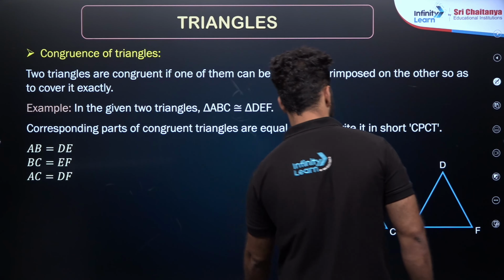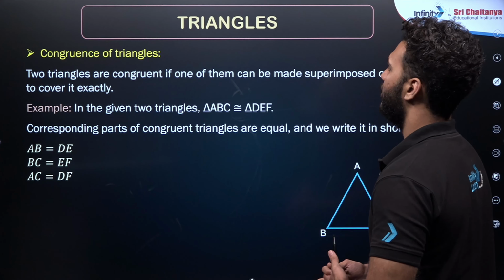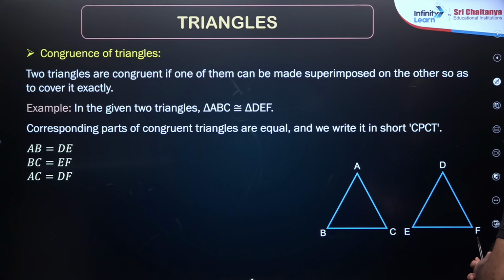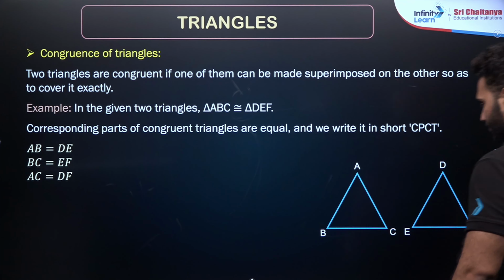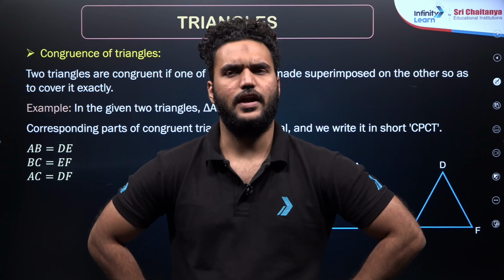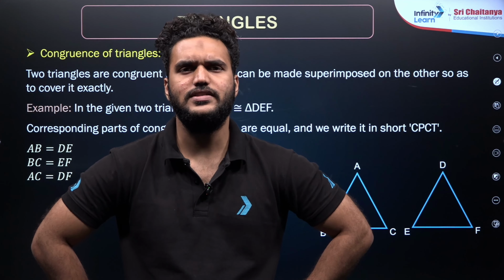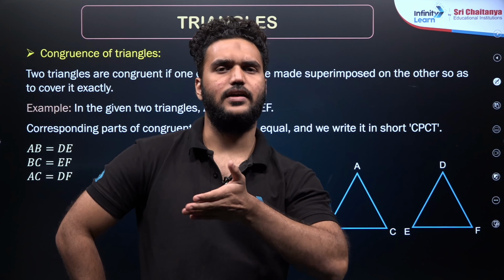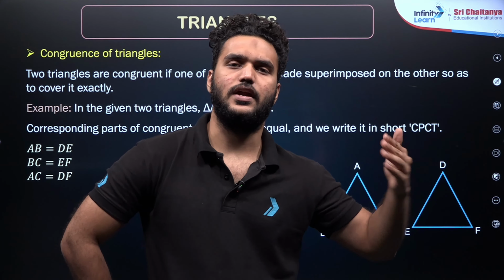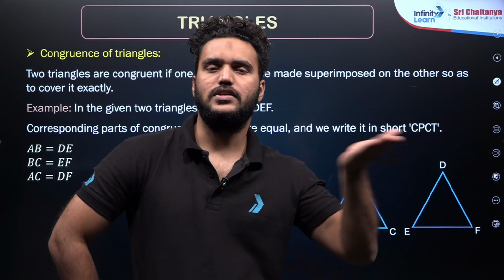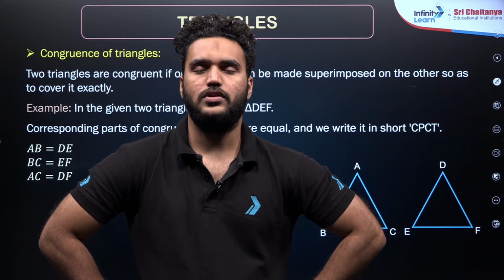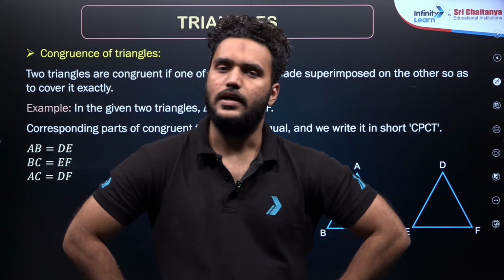Congruence of triangles. Two triangles are congruent if one of them can be superimposed on the other so as to cover it exactly. Let's say I have a triangle, I have another triangle, and both triangles are equal. Equal in the sense that this side of this triangle is equal to this side of this triangle, and so on for all the sides. Then the perimeter of both triangles is the same. Area is also the same.